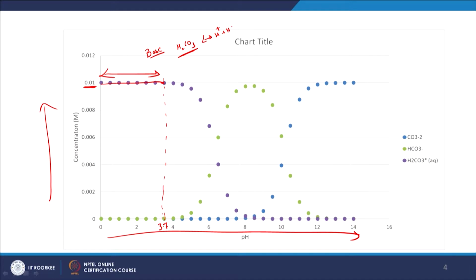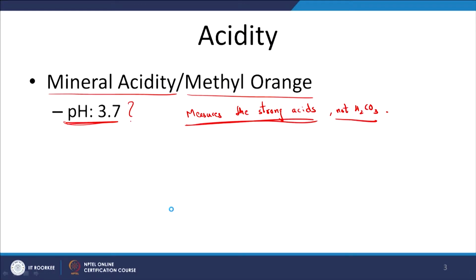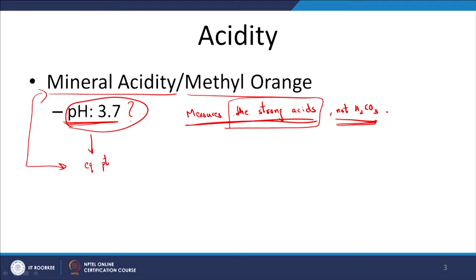Why is that? As you see, in this entire region until 3.7, H2CO3 does not dissociate into H plus and HCO3 minus, right? So if I am not trying to measure H2CO3 but only the strong acids, until what pH will I titrate to? Until the pH when H2CO3 is not going to dissociate, and that, as you see, is around 3.7, and that is the reason we have an equivalence point. The equivalence point is 3.7 for your mineral acidity, right? So the key here is that we are not trying to measure the H2CO3 but only the strong acids. That is one particular case, yes.